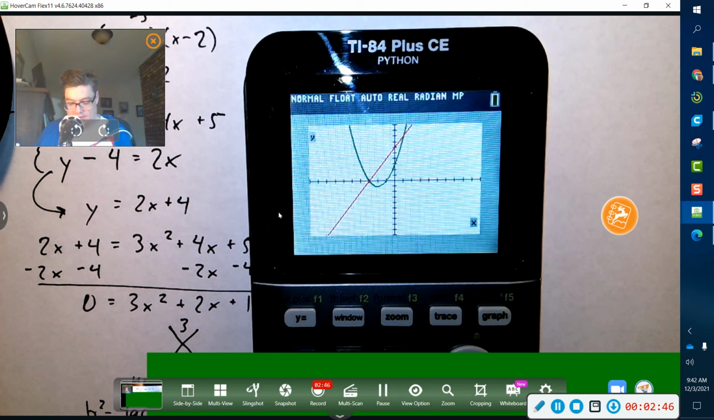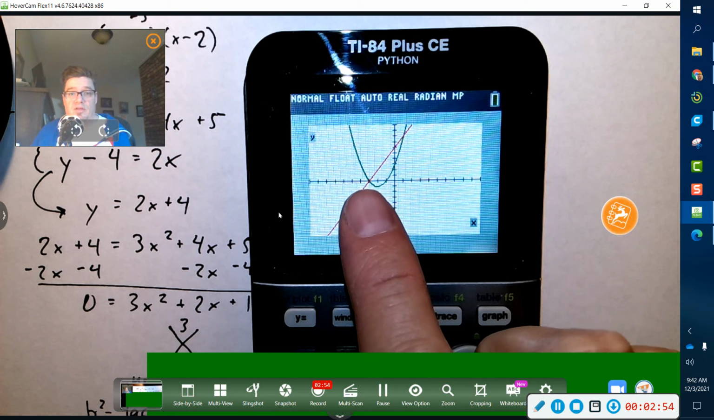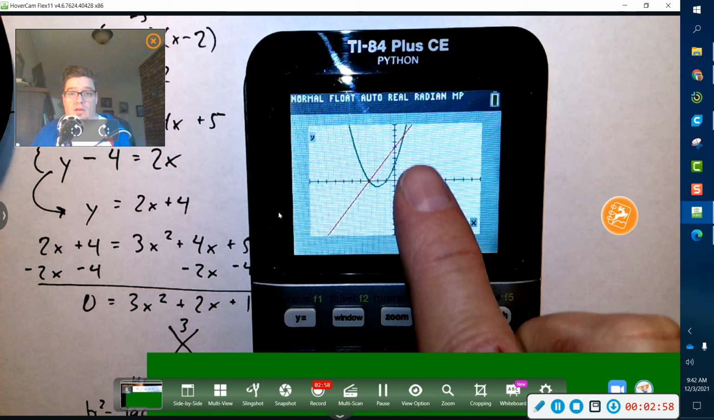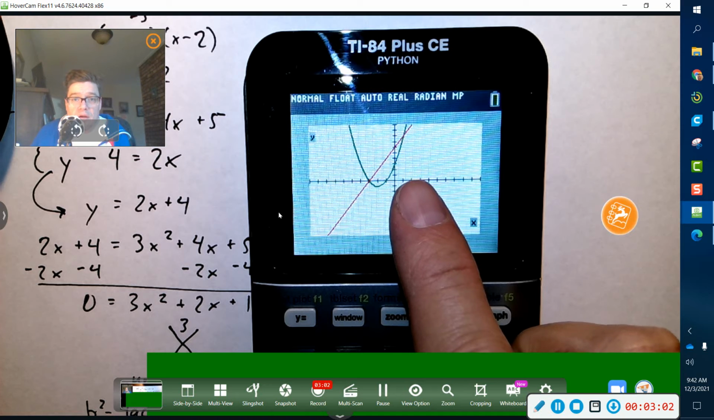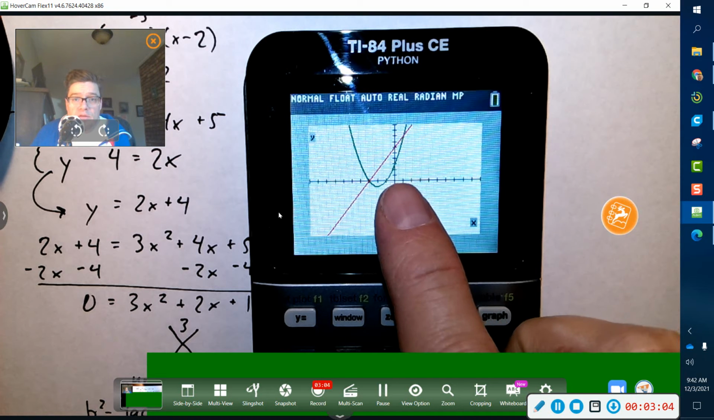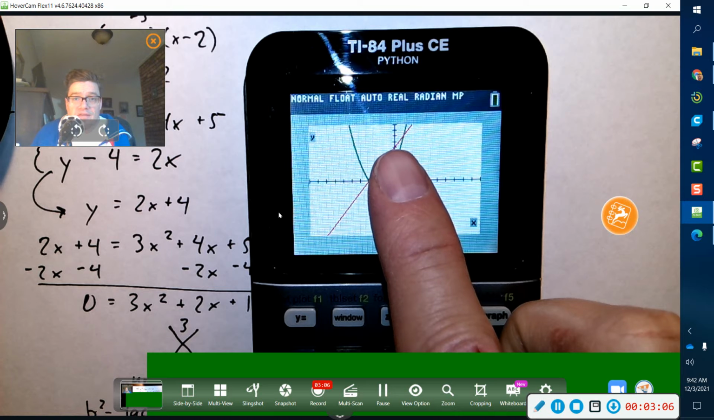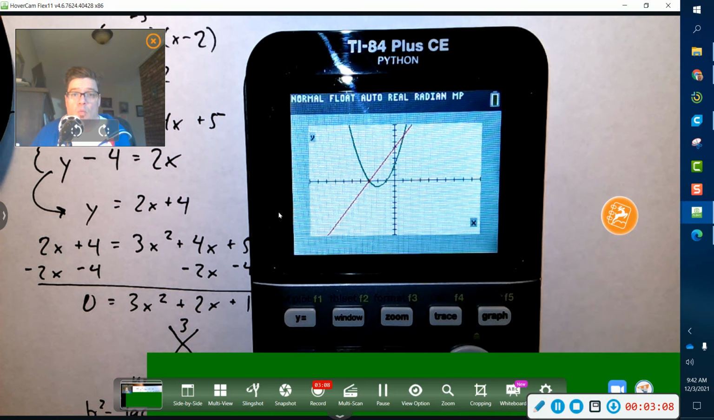Okay, so it looks like we're going to solve this. So you can see that I actually hit it at 2 locations. This one right there, which is -3, 0. And this one, it looks like, is +1, and that's 1, 8.